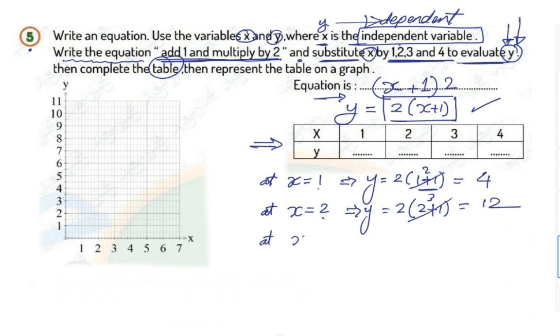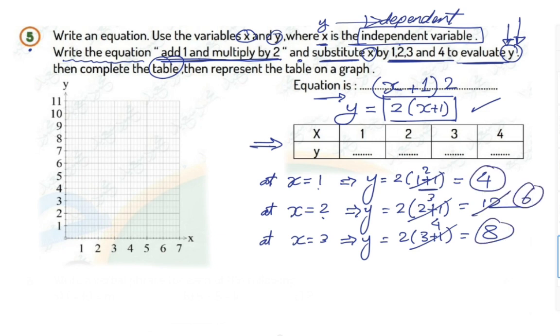2 times 3 equals 12. At x equals 3, the value of y, the same thing. Substitute x equals 3. Add 1. 3 plus 1 equals 4. 2 times 4 equals 8. Okay, sorry, we have here 2 times 3 equals 6, not 12. So 4, 6, 8. The last value of x is 4. The value of y for x equals 4: 2 times (4 plus 1). 4 plus 1 equals 5. 2 times 5 equals 10.